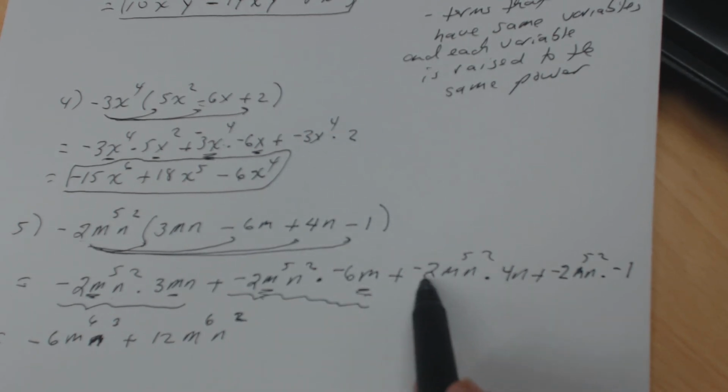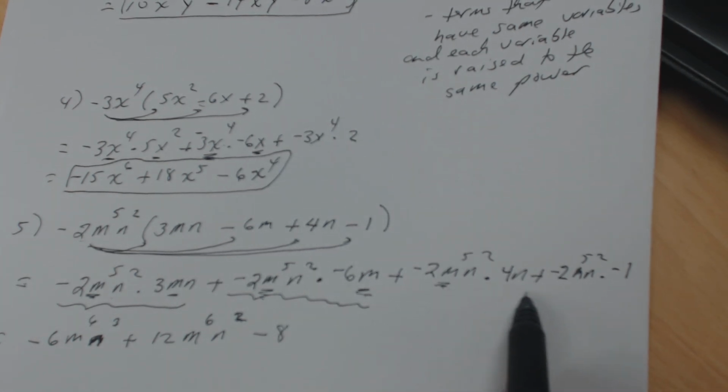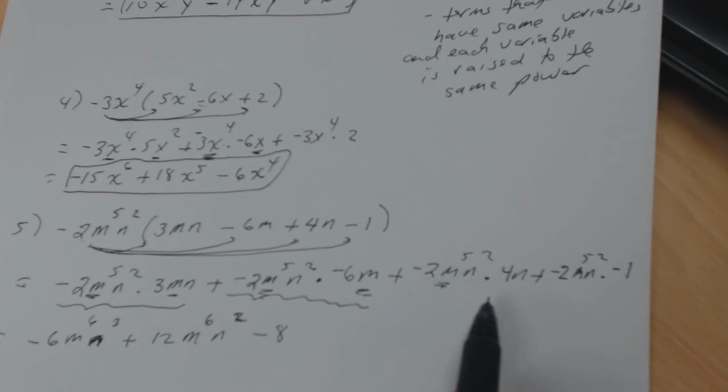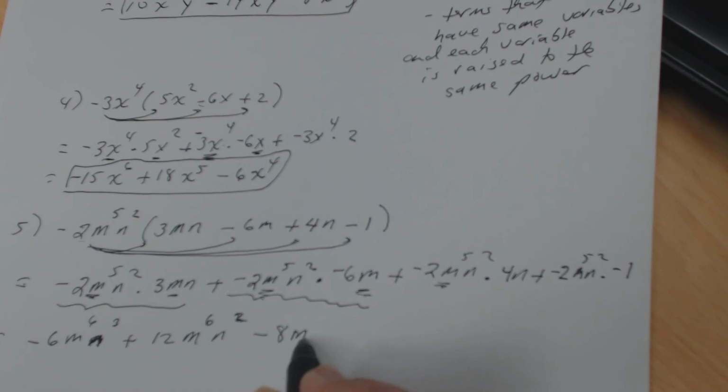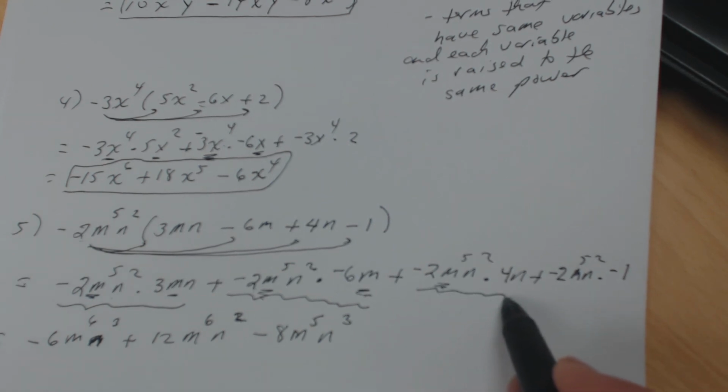Over here, a negative 2 times a positive 4 is a negative 8, so we're going to subtract 8. M to the fifth, there's no m here, so that stays m to the fifth. And then n squared times n to the first is n cubed. All right, so that takes care of this one.